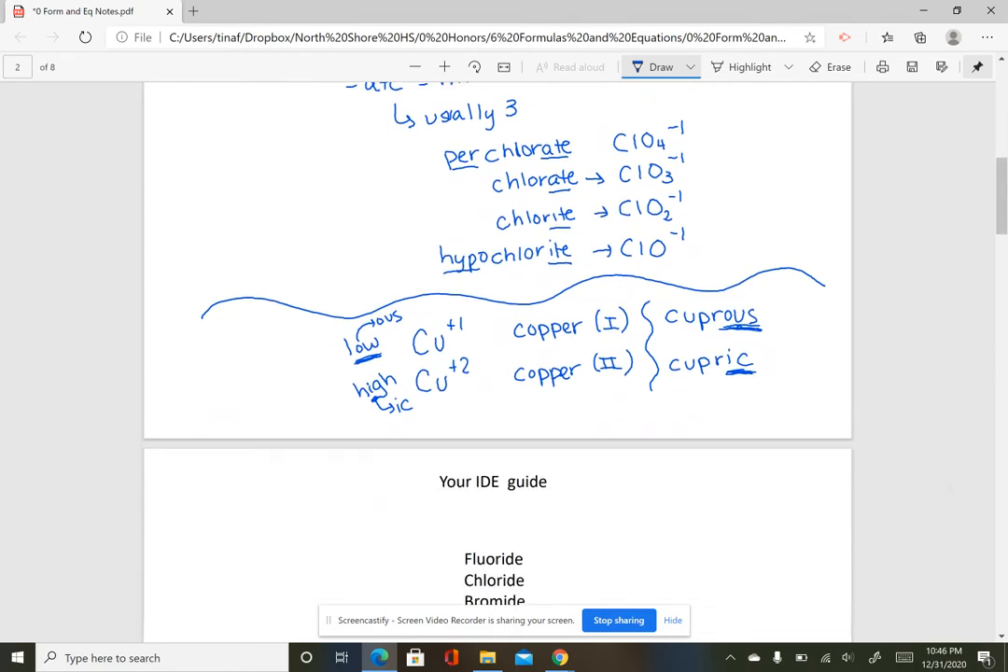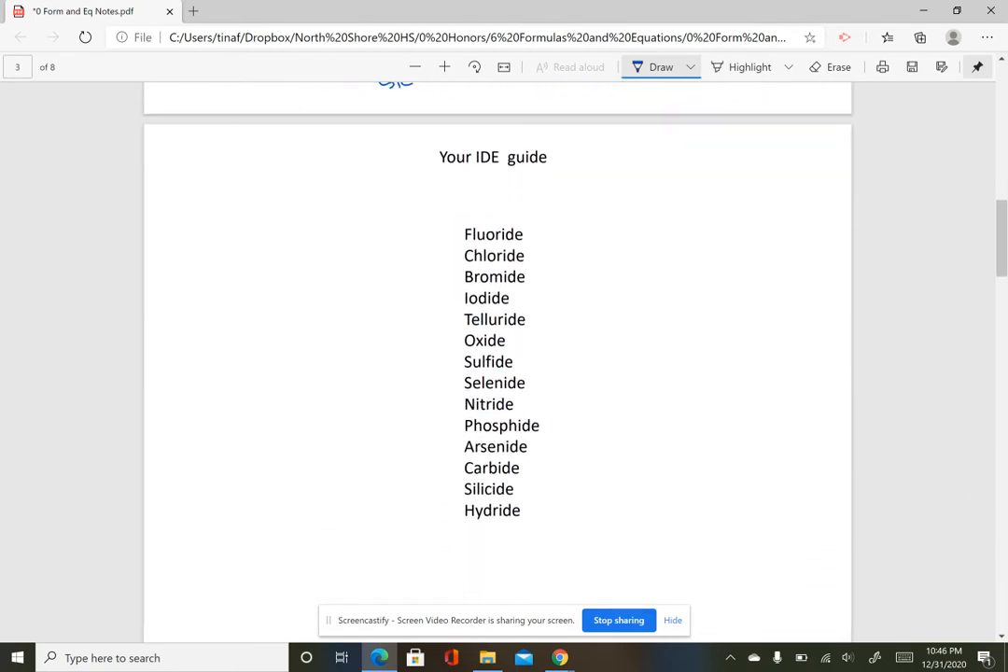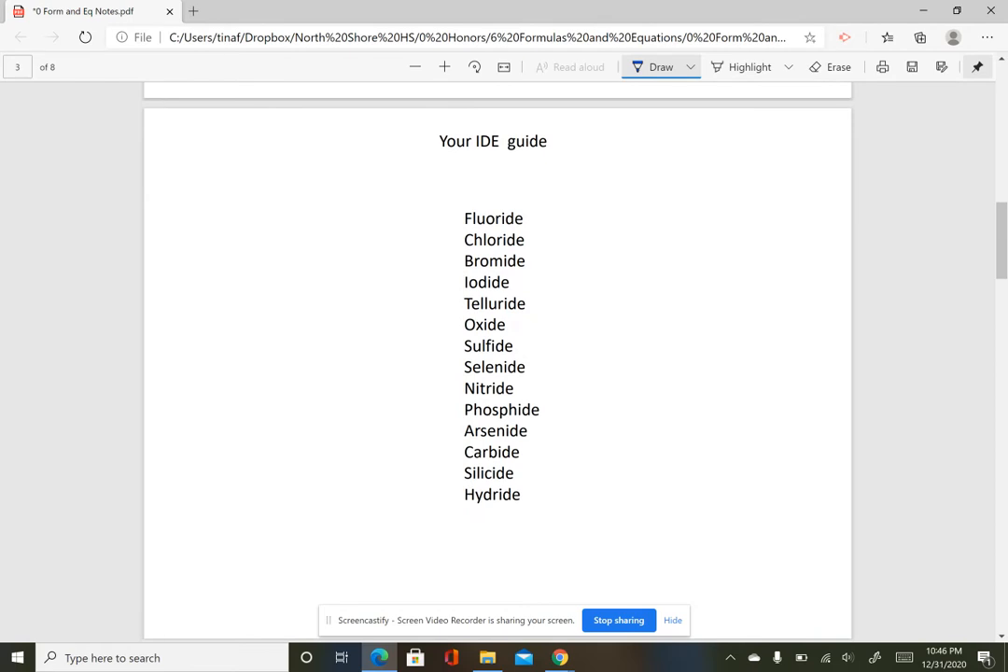All right, so let's go into naming. Aside from polyatomic ions and metals that have more than one oxidation state, we have ionic and covalent compounds that have nonmetals in them. And when you have a nonmetal in a compound, if it's the second nonmetal, the thing that's written second, we have to change the ending to IDE. So this is a list, it says your IDE guide. These are regular nonmetals, they're just nonmetals in a compound, but when we're naming them, we have to make them end in IDE.